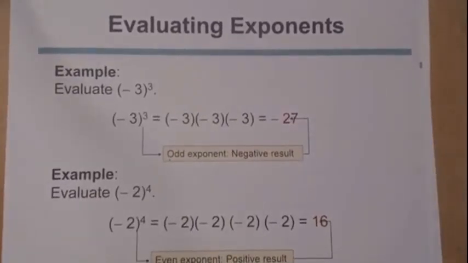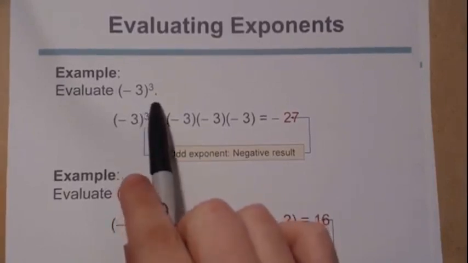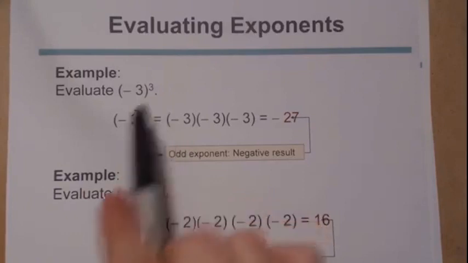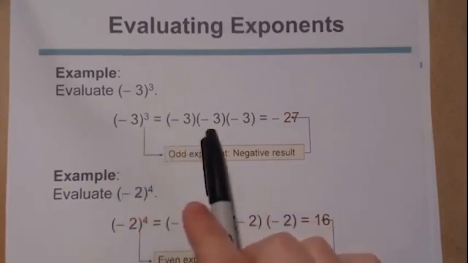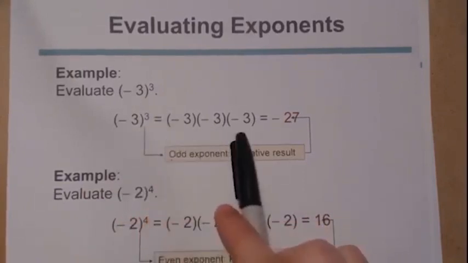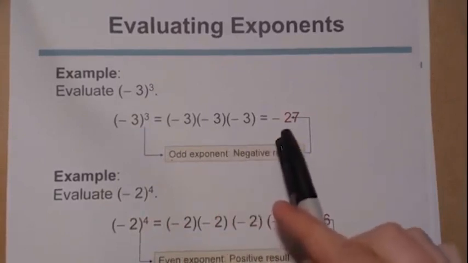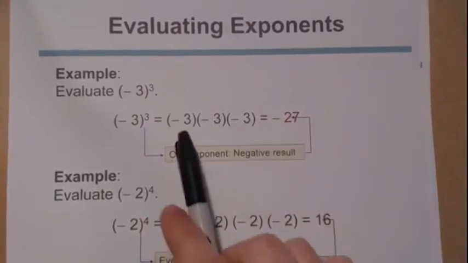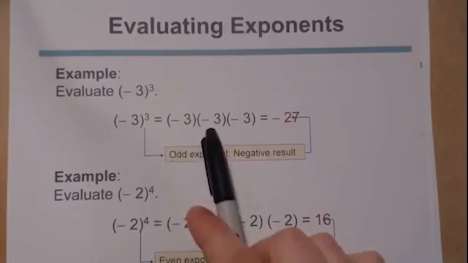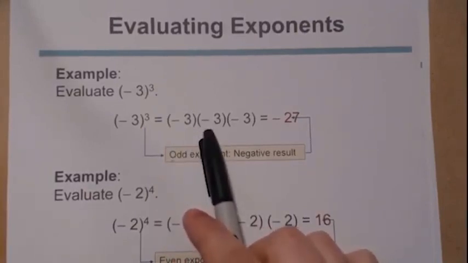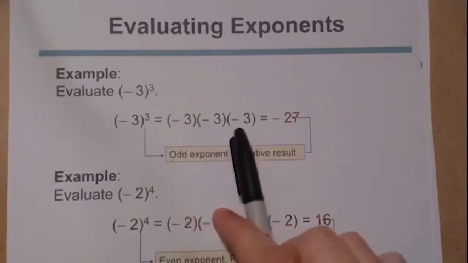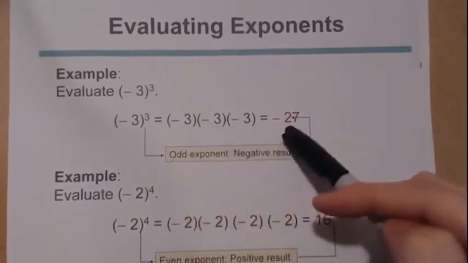Exponents, remember, is just repeated multiplication. So if we have an odd exponent and we're multiplying a negative number times itself an odd number of times, we're going to end up with a negative result, because every pair of negatives would become positive. Negative 3 times negative 3 is positive 9. Times negative 3 would give us negative 27.